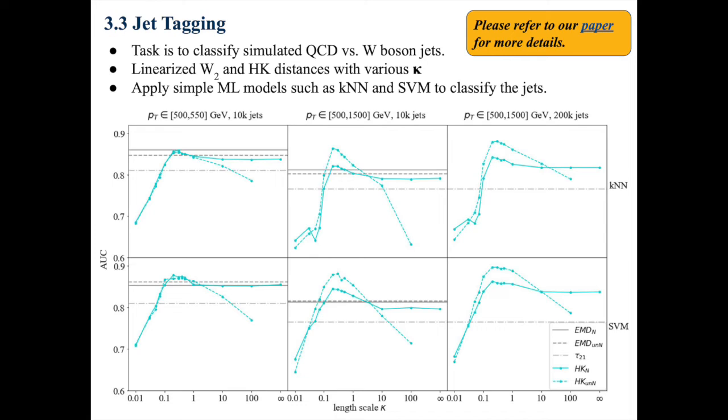And third, most importantly, there exists an optimal value of kappa for which the tagging performance is the best. This optimal kappa is on the same order of magnitude as the typical length scale present in your data. In our case, it is the typical separation between particles in a jet. We have also performed many other studies using the linearized OT framework, such as its sensitivity to pileup contamination. If you're interested, you can check out our papers here.